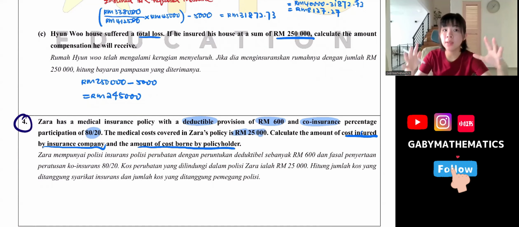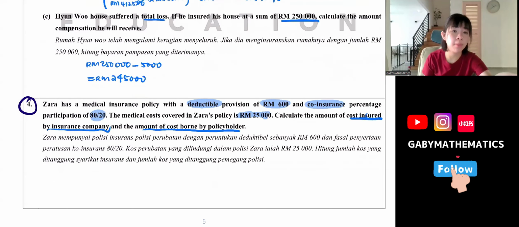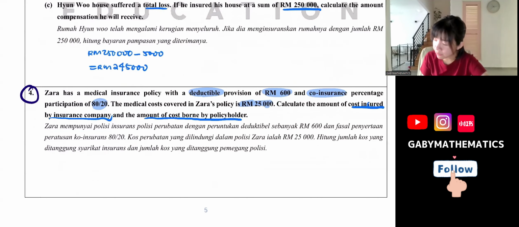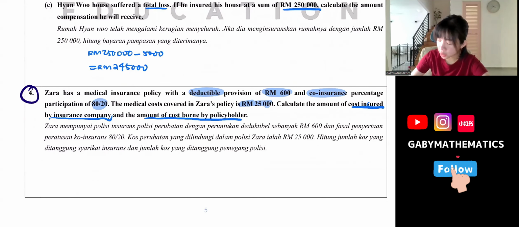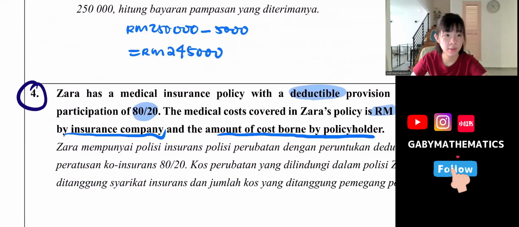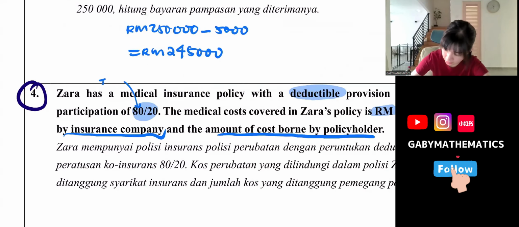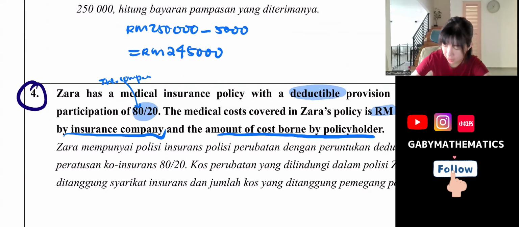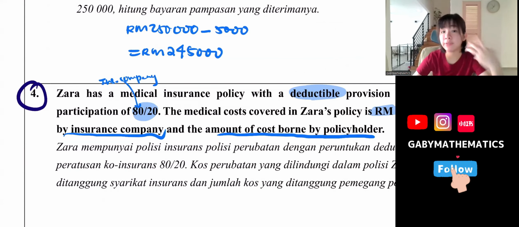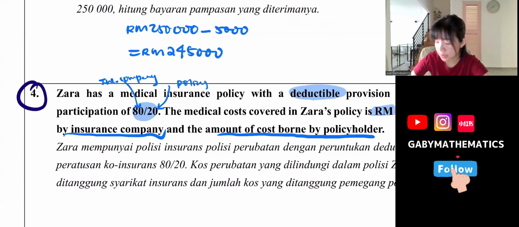So in one accident, both parties definitely have to bear some cost. Even the policyholder has to bear some. So insurance company and policyholder together. Now first, if I want to calculate the cost of the insurance company, so what does the insurance company take care of? This co-insurance percentage tells you the insurance company will pay 80% of the bill, then the remaining 20% will be the policyholder's.